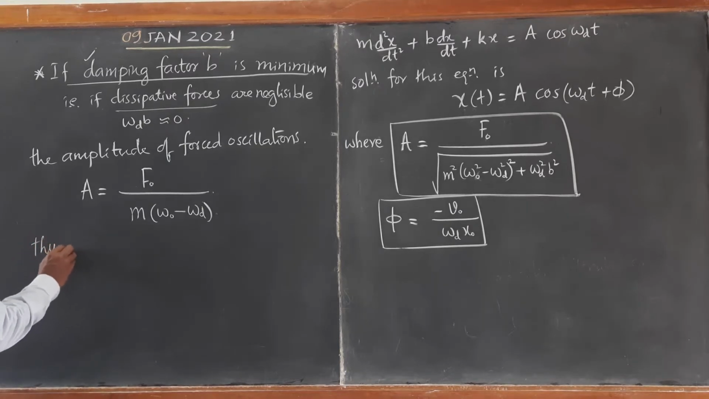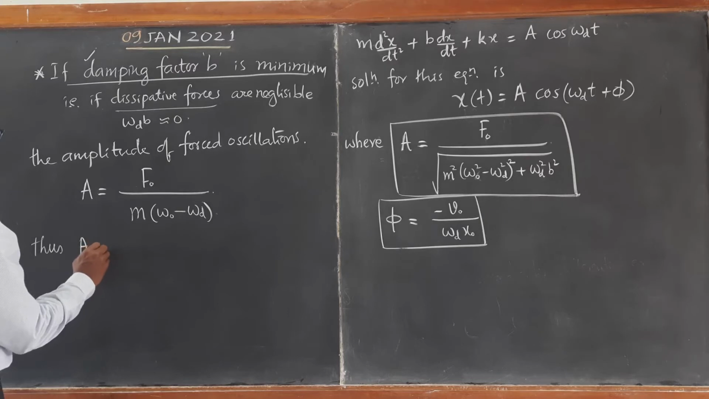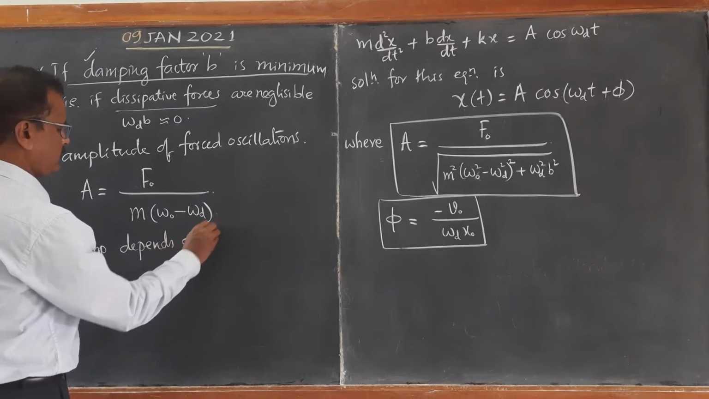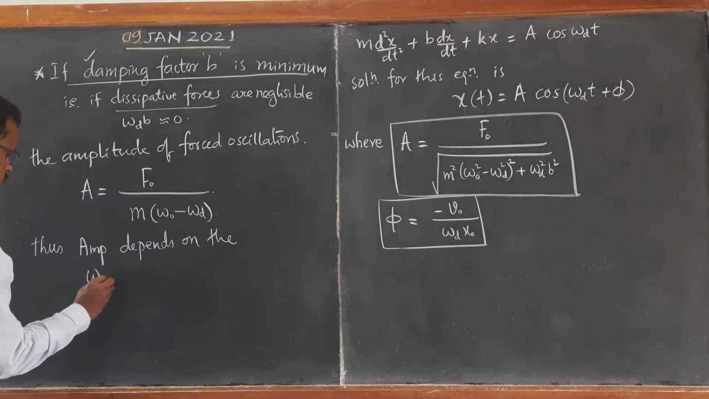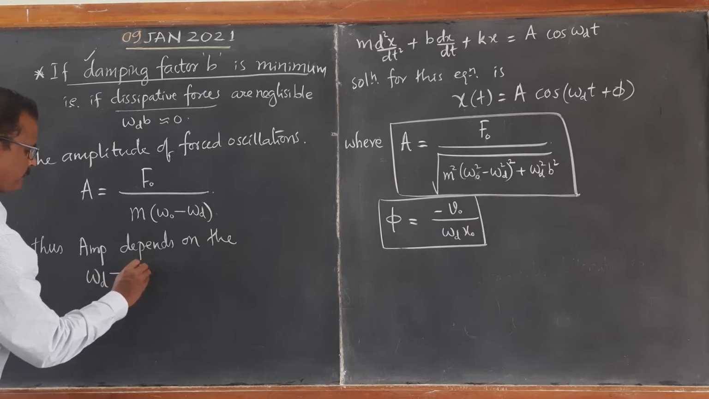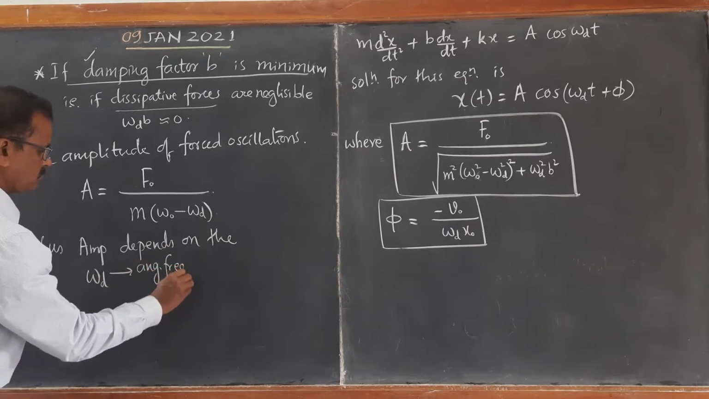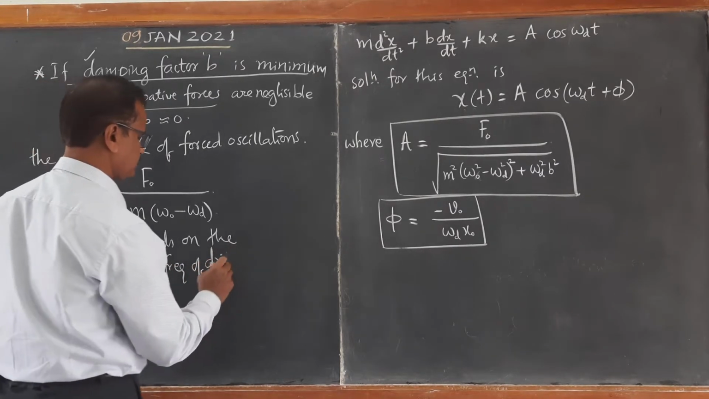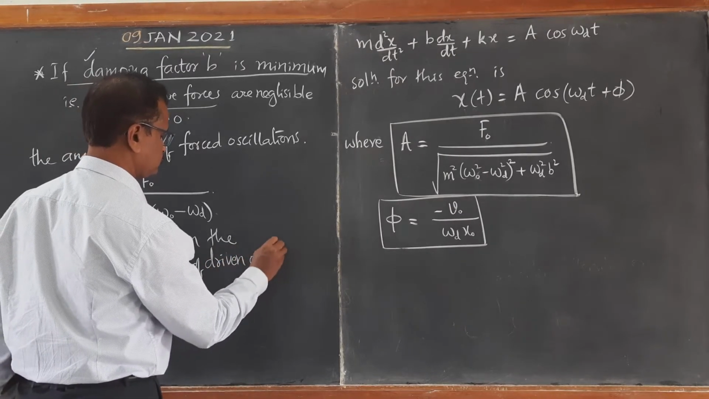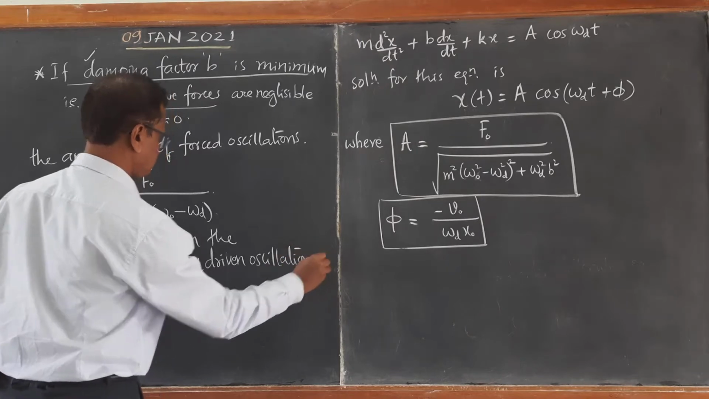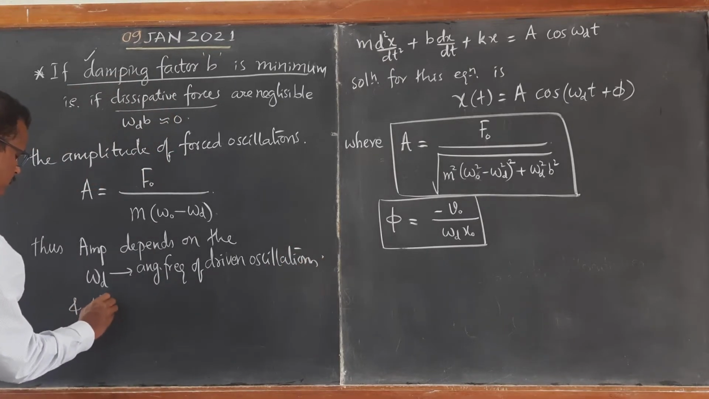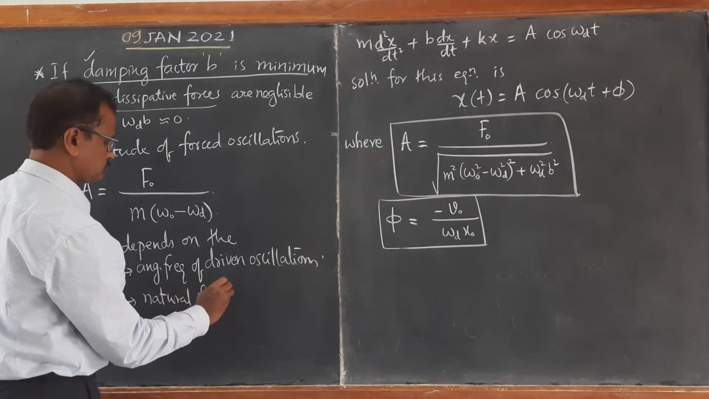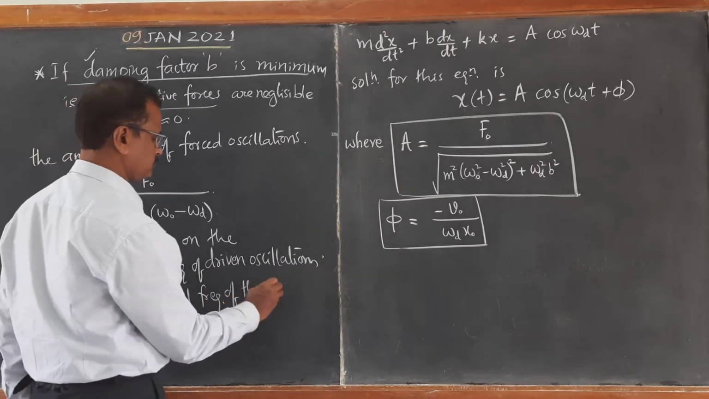Thus, amplitude depends on omega d, the angular frequency of driven oscillations, and omega naught, the natural frequency of the oscillator.